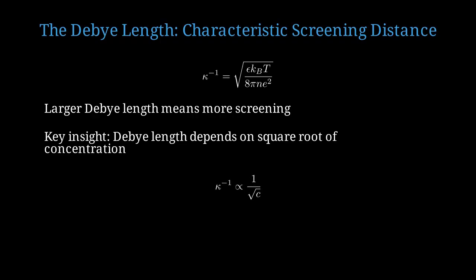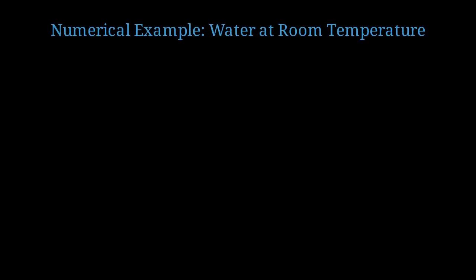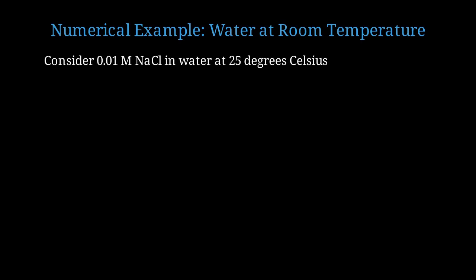Kappa inverse is proportional to 1 over the square root of concentration C. Let's calculate some actual numbers to see how big these screening effects are in real solutions. Consider 0.01 molar sodium chloride in water at 25 degrees Celsius. This is a fairly dilute solution. The ionic strength I equals 0.01 molar.